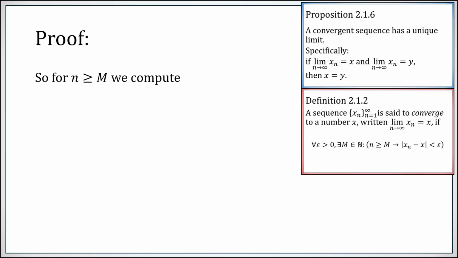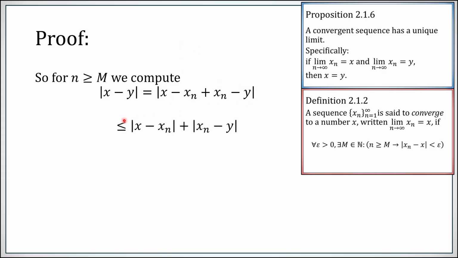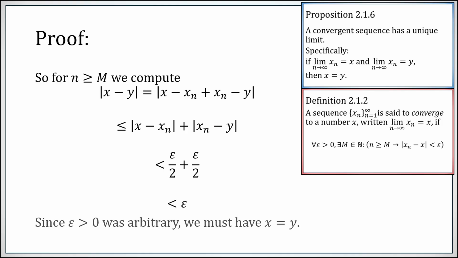So past this new cutoff M, let's just look at the distance between x and y. First we do the standard silly trick of adding 0, so we have a plus and minus xn inside the absolute value. By the triangle inequality, I now have this number plus this number in an absolute value, so I can say it's less than or equal to the absolute value of the first plus the absolute value of the second. But as we just said on the previous slide, since n is bigger than or equal to this cutoff M, this is less than epsilon over 2, but so is that. Epsilon over 2 plus epsilon over 2 is just epsilon. So the absolute value of x minus y is less than epsilon for every positive epsilon.